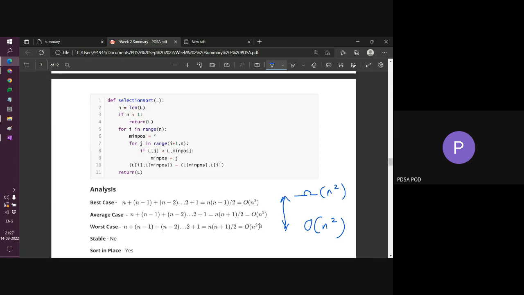You cannot find an input where it will take less than n squared and there will not be any input which will take more than n squared. Basically everything is n squared within that. Then you say that this is a theta of n squared algorithm. This is a tight bound.